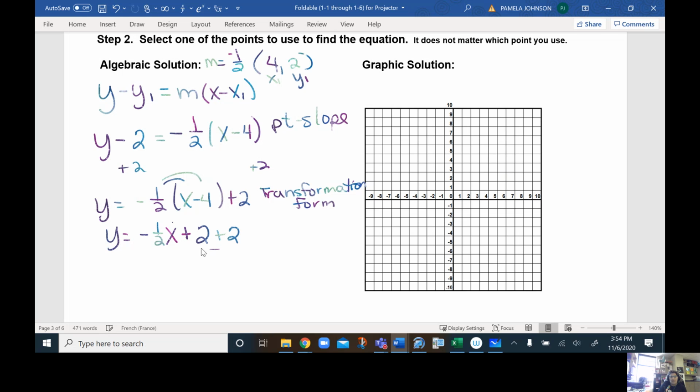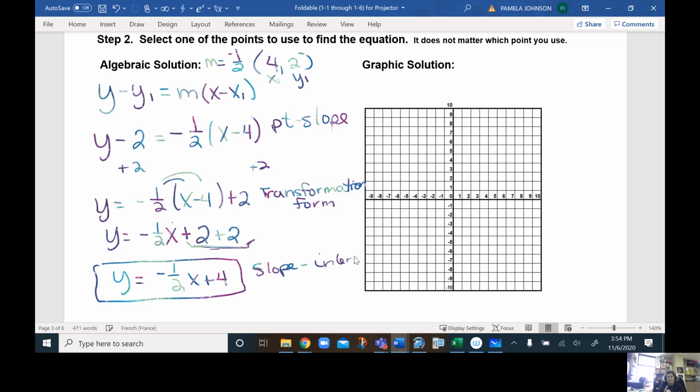So now I'm going to combine my like terms here. Make sure that it doesn't look like it's part of a fraction. -1/2 x plus 4. This is my slope-intercept form.